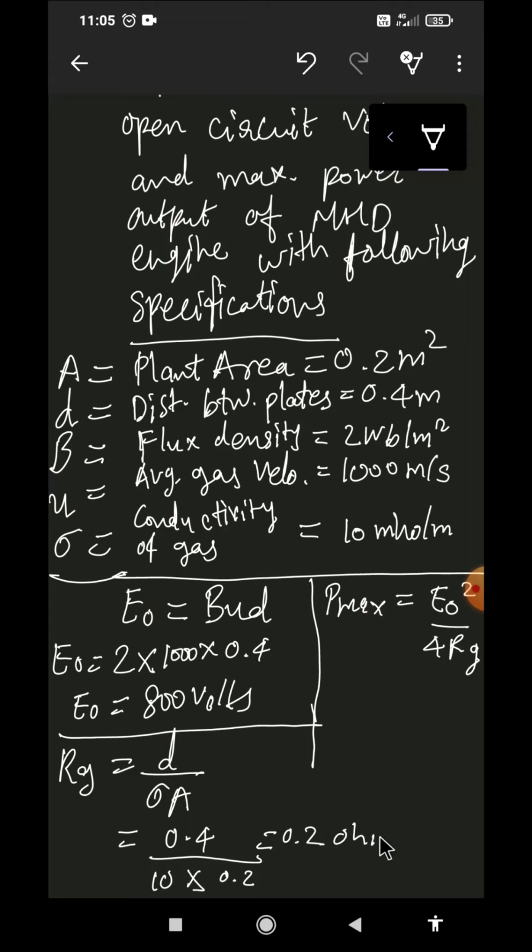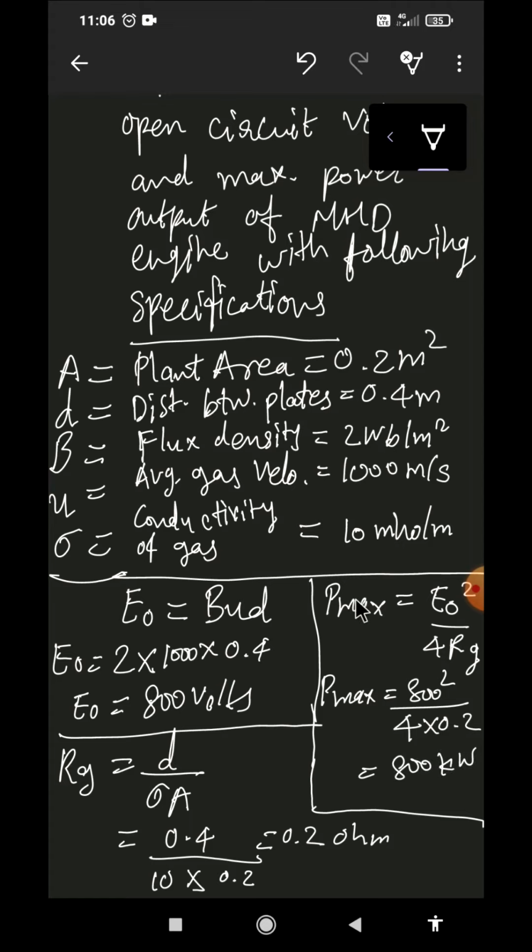So we got resistance as 0.2 ohm. So now we will find out Pmax. So Pmax will be equal to 800 square divided by 4 into 0.2. So this will be equal to 800 kilowatt. So this is the Pmax value.